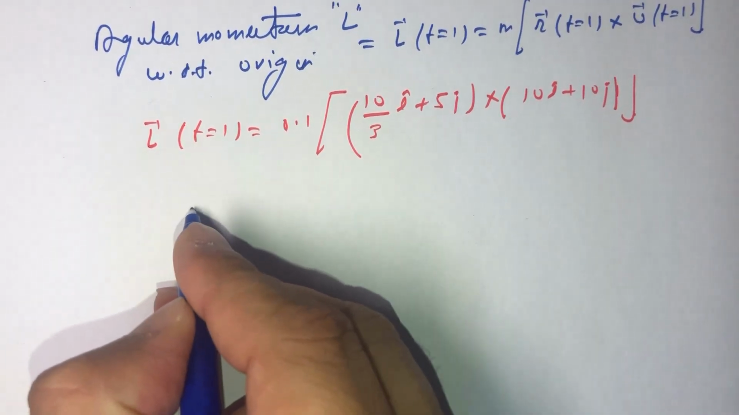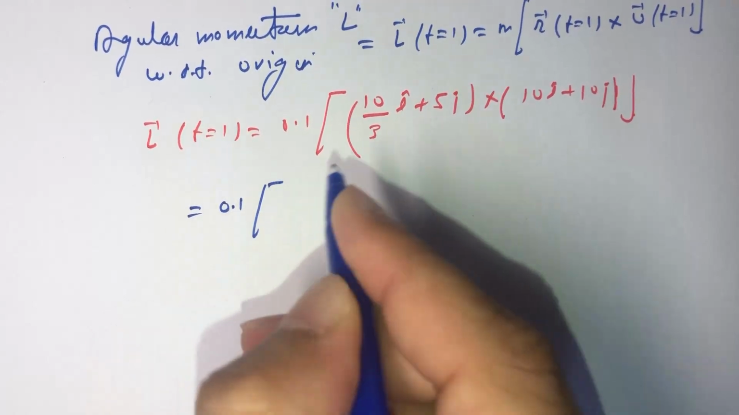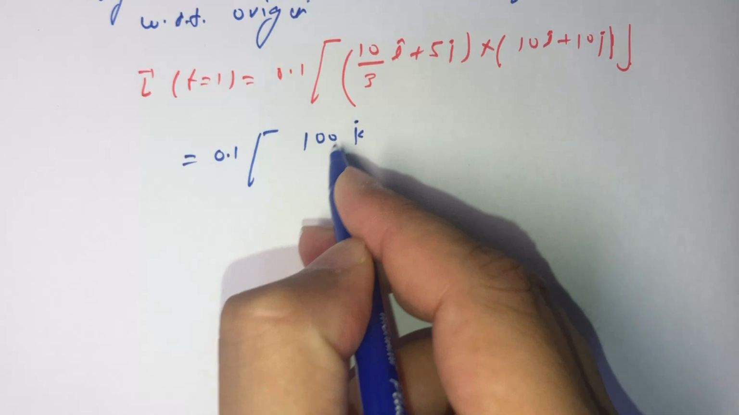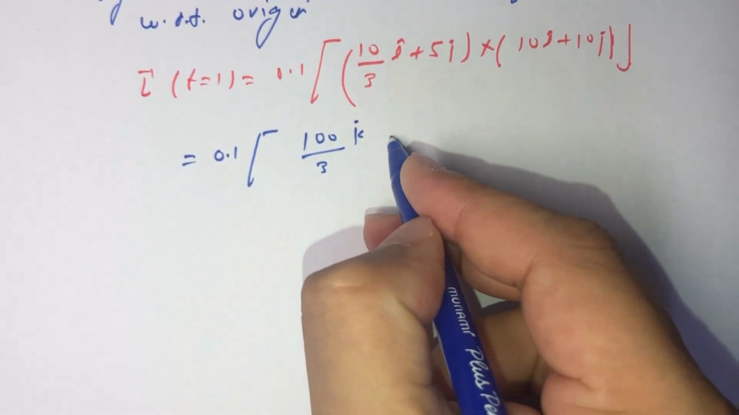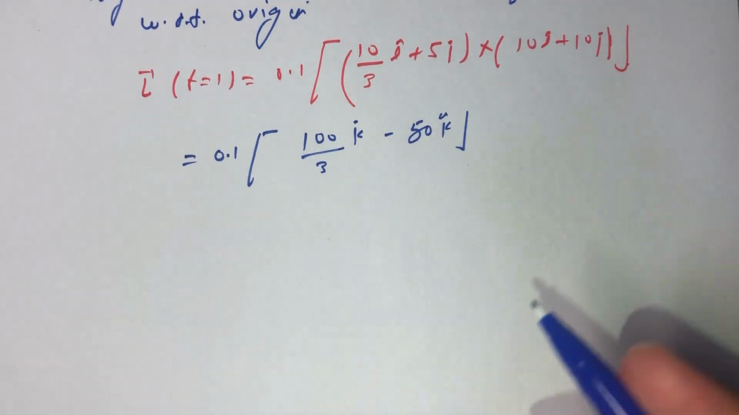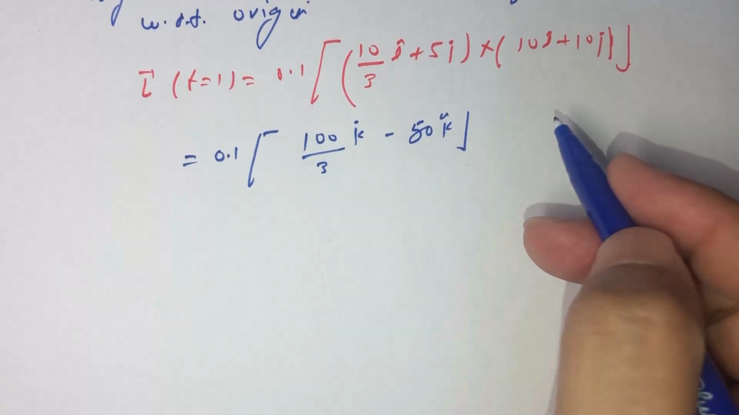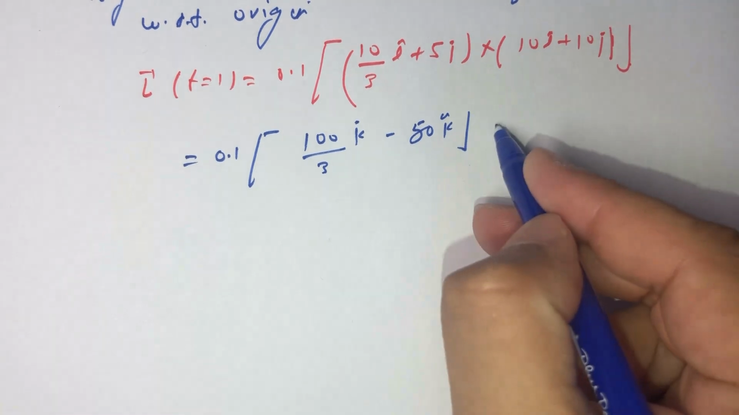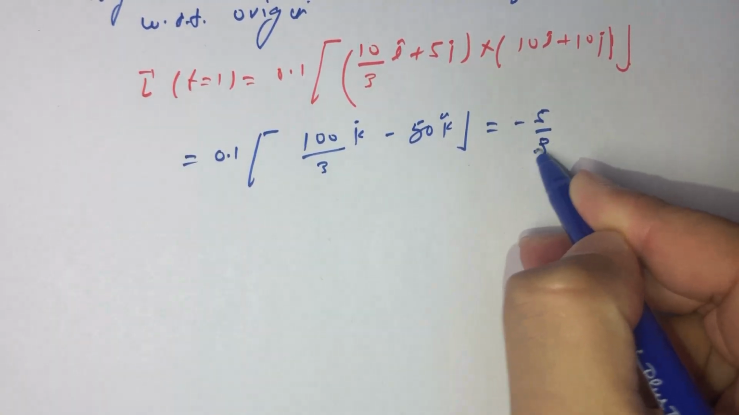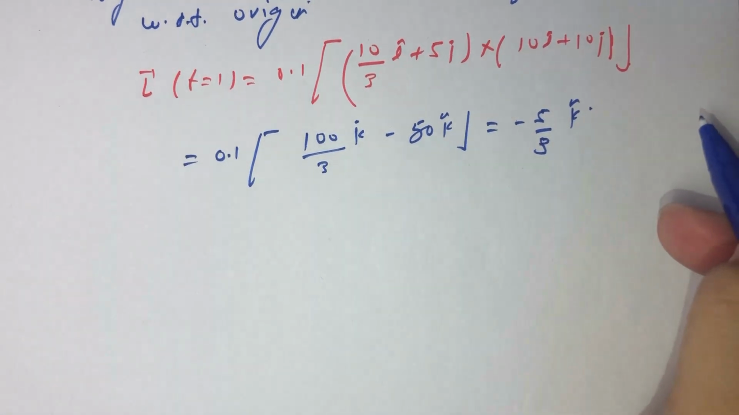So we can write this will be equal to 0.1, and this comes as 100k divided by 3, and this will be minus 50k unit vector, and this will be equal to minus 5 by 3 k unit vector.